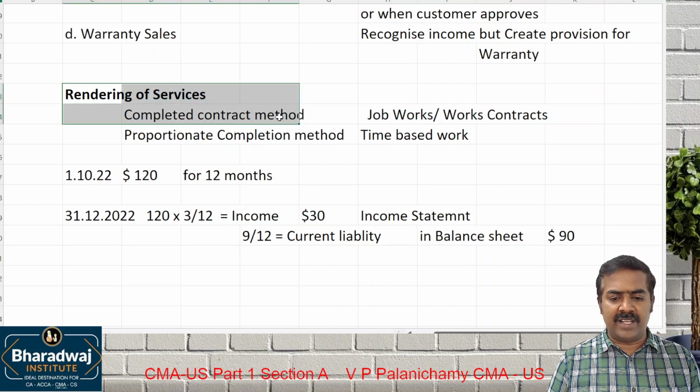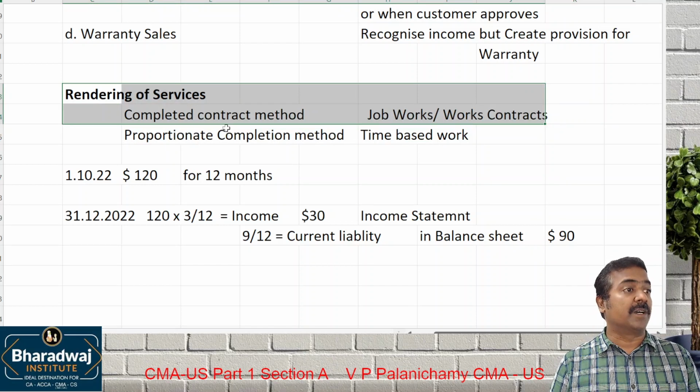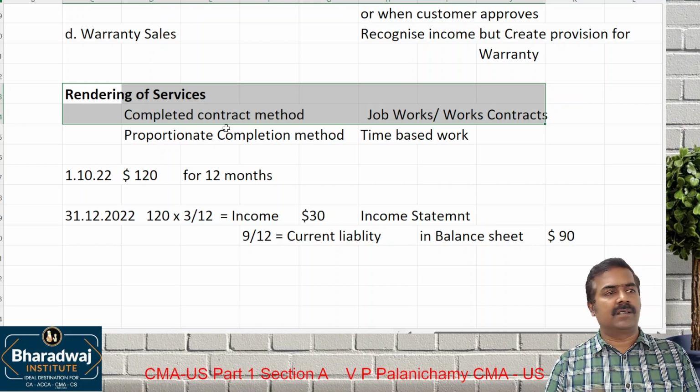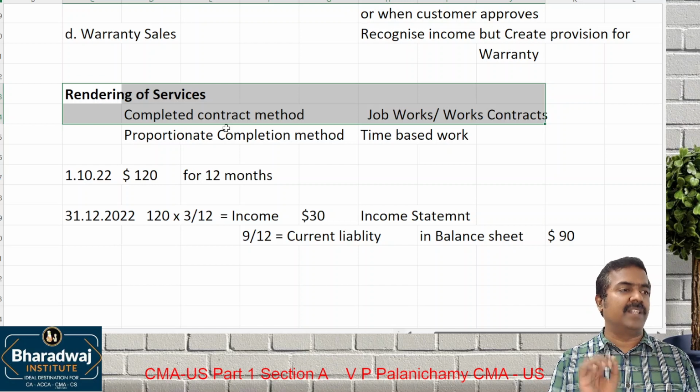Okay. So rendering services for all the job works and contract works, you follow which method? Completed contract. For example, in a hospital, a patient comes and pays money for operation. When can the income be recognized?